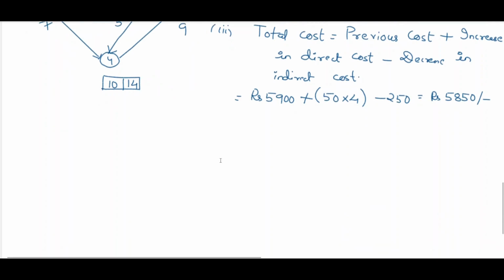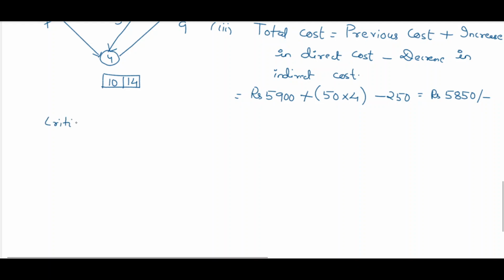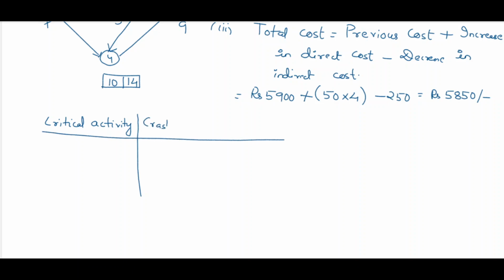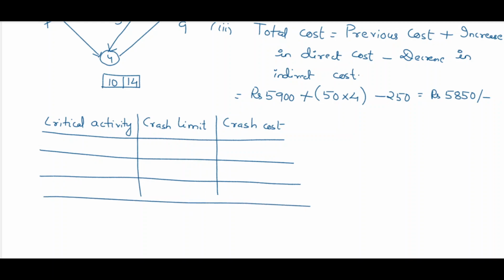And what are the critical activities here? The critical activities are 1 3, 3 2, and 2 5, and their crash limits are 1, 2, 1, and their crash costs, if you see from the table, are 60, 115 and 65. Now, as a rule, I've already told you that you have to crash that activity which has the minimum crash cost.